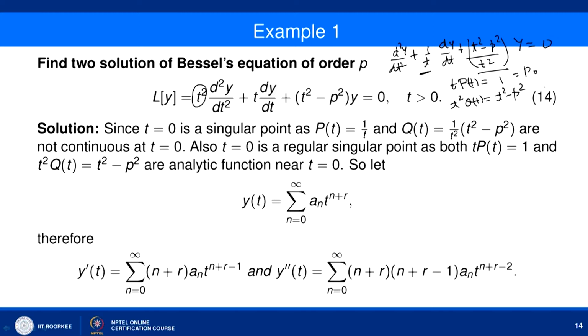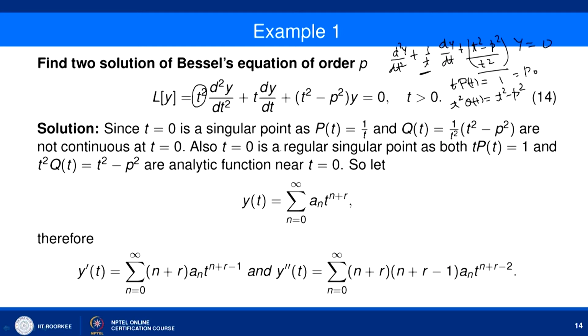So here we can say that since t equal to 0 is a singular point, as pt equal to 1 by t and qt equal to (t square minus p square) by t square are not continuous at t equal to 0. So this is another way to check whether a given point is a singular point or not. So here you have to check that pt and qt are not continuous functions at t equal to 0. So in this way also we can check that t equal to 0 is a singular point.